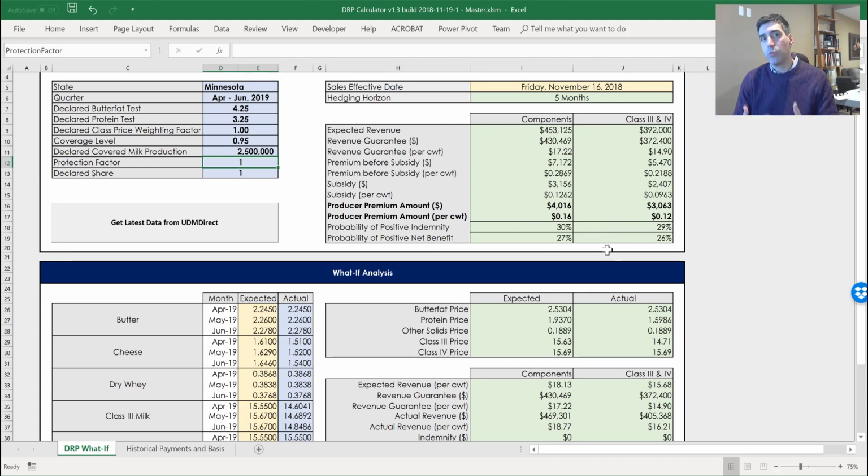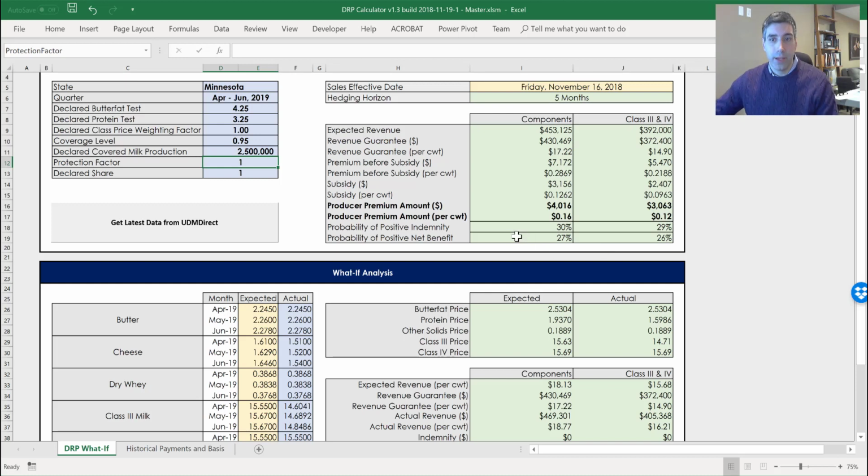What we do here is we use the actuarial documents provided to the public by the Risk Management Agency to analyze how often, in all the possible states of the world that could happen, this particular policy would result in any indemnities. And what we find is that in 30% of all scenarios analyzed over the second quarter of 2019, there are some positive indemnities under this set of producer choices.